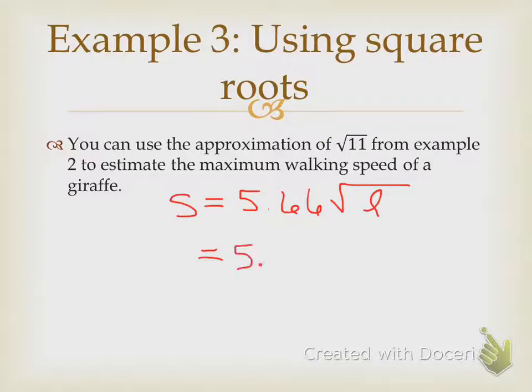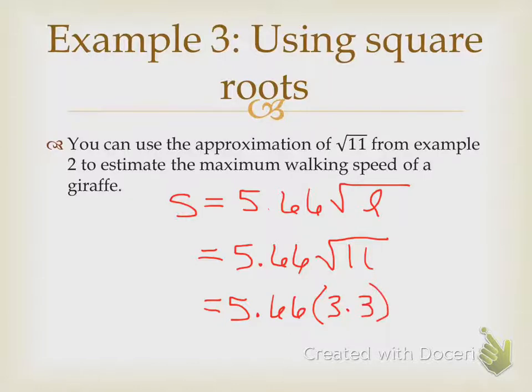So I can do 5.66. Now I'm going to approximate times the square root of 11. Obviously, the square root of 11 doesn't come out evenly, but I've already approximated it. So 5.66 times 3.3. Now, why am I going to use 3.3 and not 3? Why not just use 3, like round to the nearest whole number? Kathy? 3.3 is closer to 11. Well, 3.3 is more accurate than just 3. Okay, so I want to use the most accurate approximation that I have.